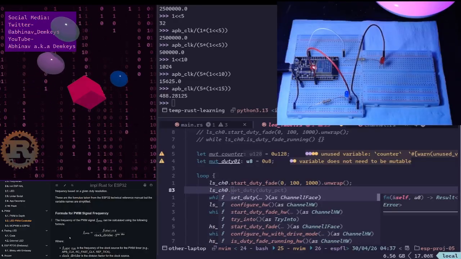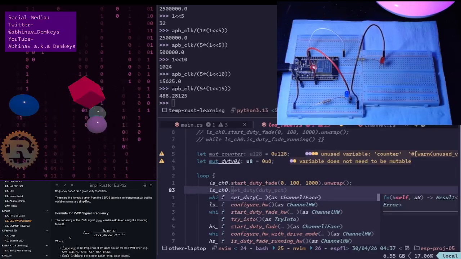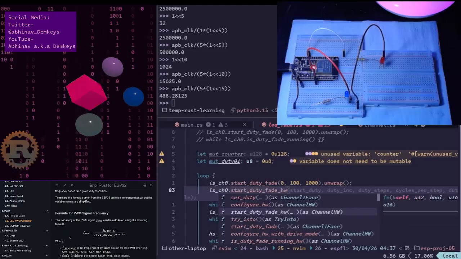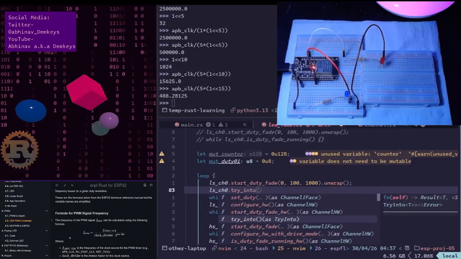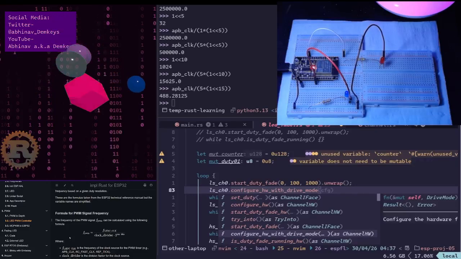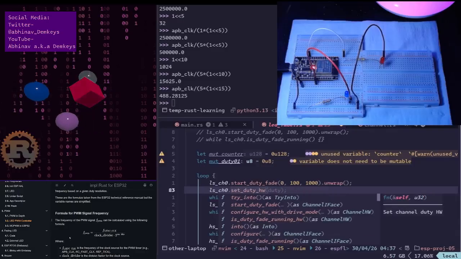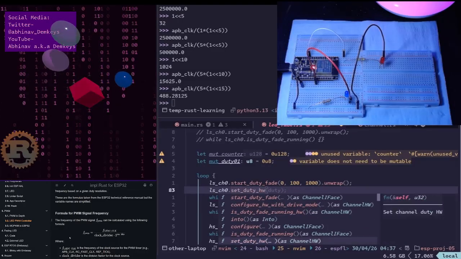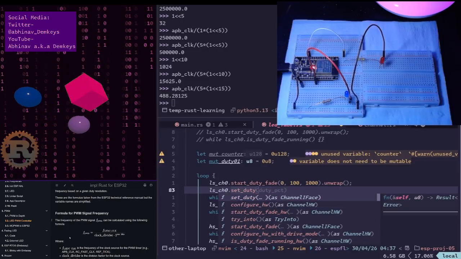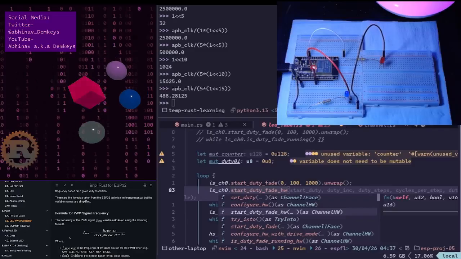So we have a bunch of these functions here, right? We have set duty, configure hardware, start duty fade HW, try into start duty fade, configure with drive mode, is duty fade running, set duty HW, and so on. Okay, we don't have access to set duty without fade. I mean, set duty without fade is this, isn't it?